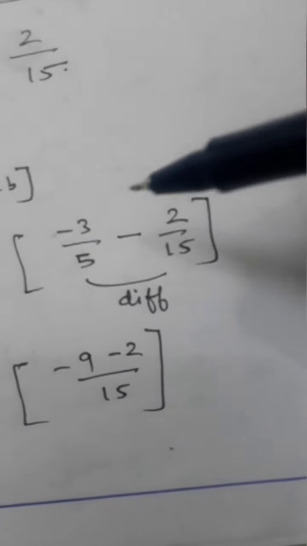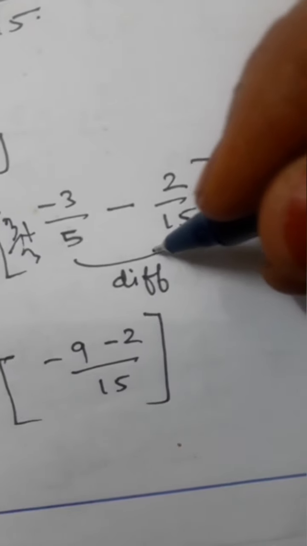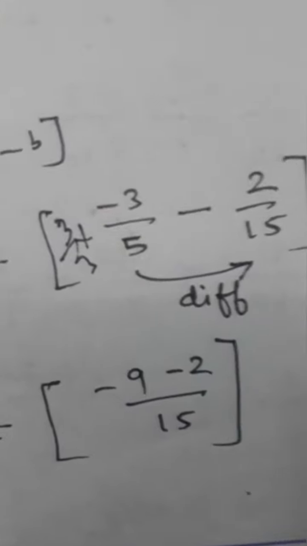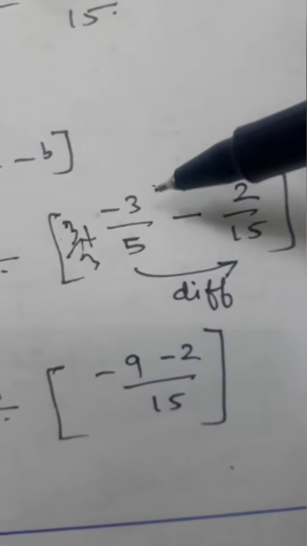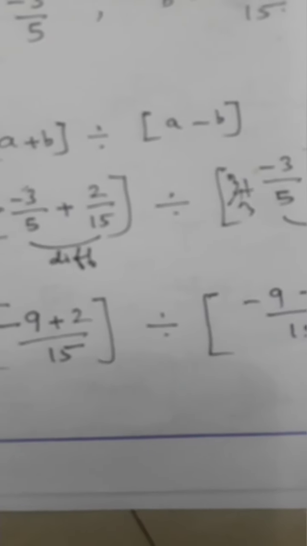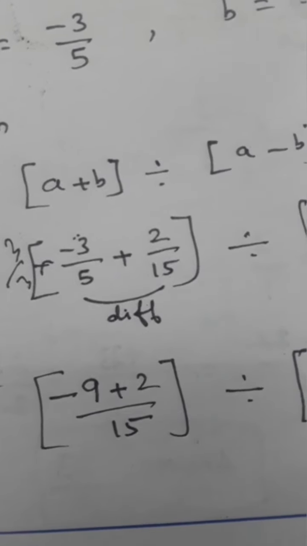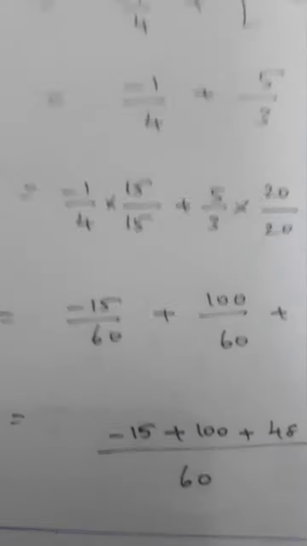Here also, the 15th table: multiply this number by 3. Why the fifth table? It comes in 15: 1 five is 5, 2 fives are 10, 3 fives are 15. So here multiply numerator and denominator by 3: 3 threes are 9, minus 9, minus 2, over 15. Next step: minus 9 plus 2 equal to, what is the answer? We do it with the minus sign, so the answer is minus 7 by 15.